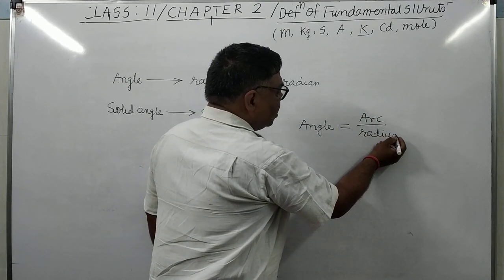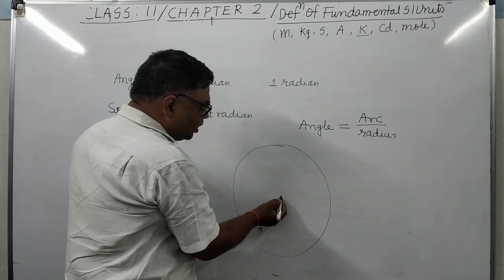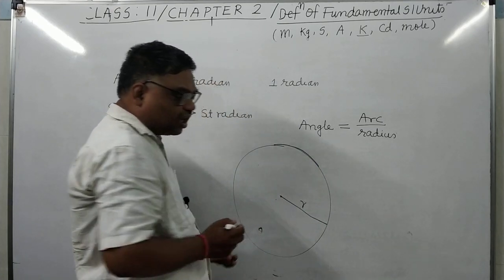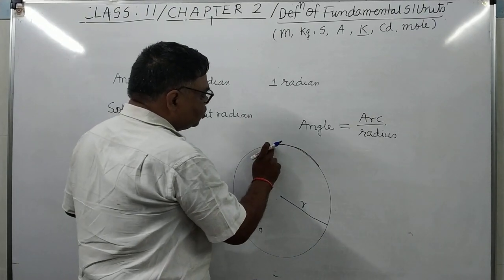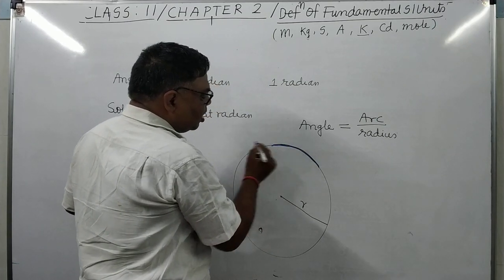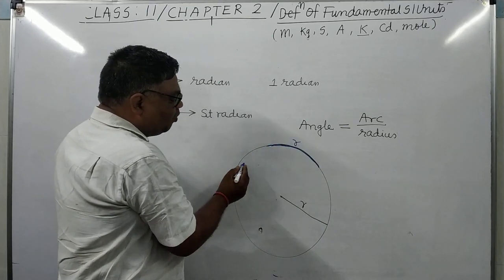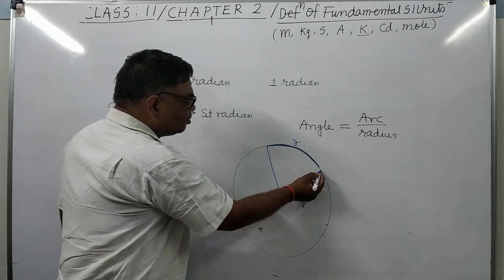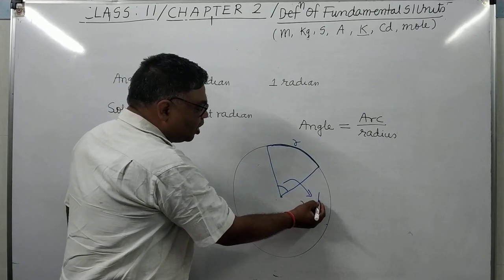It's clear? Now suppose this is a circle. Suppose its radius is r. Now if you take an arc whose length is also equal to r, what will be the angle which it will subtend at the center? This will be the plane angle subtended by the arc. It will be equal to 1 radian.